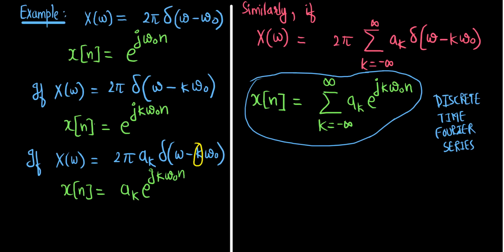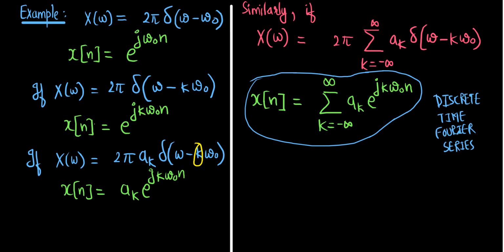We have taken now the shifted and the scaled version of the impulse, and we have seen what is going to be the time domain expression. And if we take multiple such shifted and scaled versions of the impulses, we have arrived at the equation that we have seen earlier as the discrete time Fourier series.